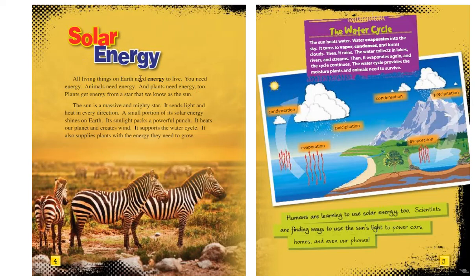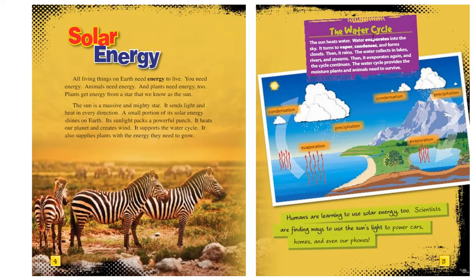All living things on Earth need energy to live. You need energy. Animals need energy. And plants need energy too. Plants get energy from a star that we know as the sun. The sun is a massive and mighty star. It sends light and heat in every direction. A small portion of its solar energy shines on Earth. Its sunlight packs a powerful punch. It heats our planet and creates wind. It supports the water cycle. It also supplies plants with the energy they need to grow.